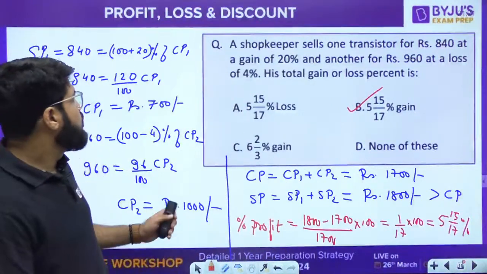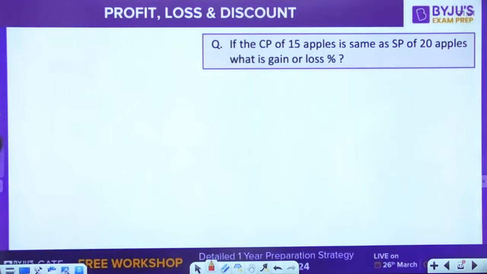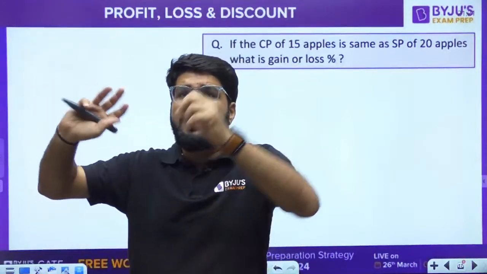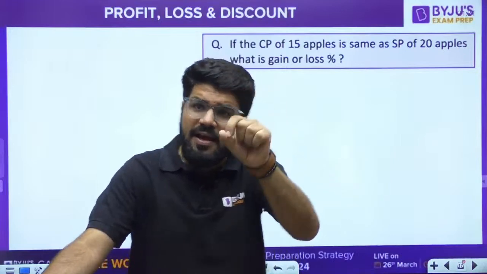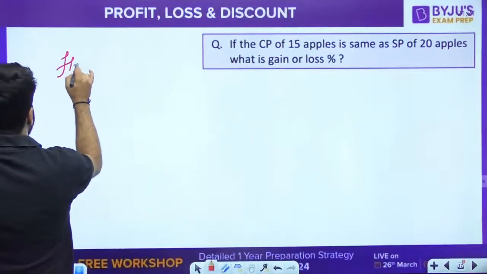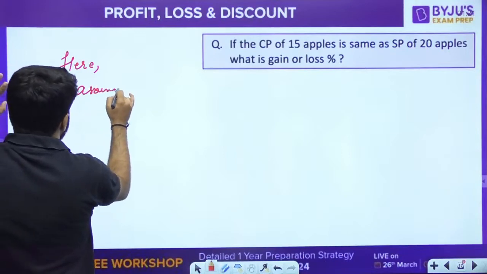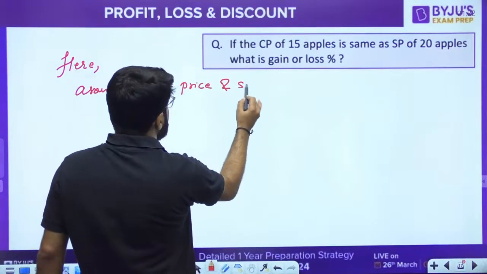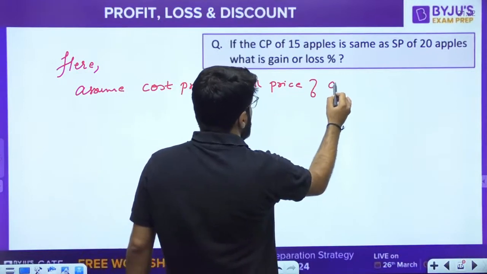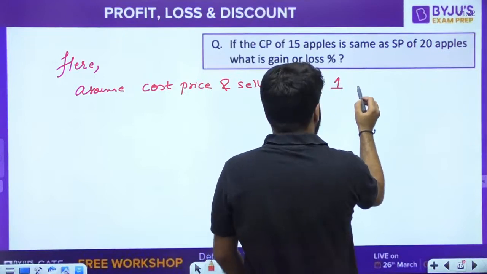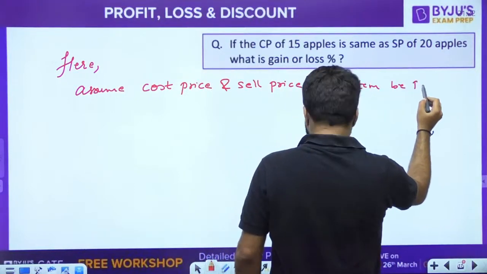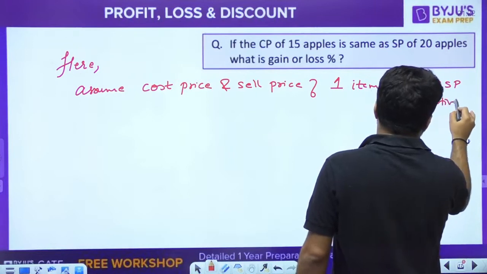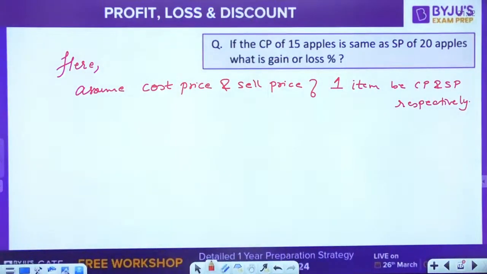Moving ahead to the next question. If the CP of 15 apples is the same as the SP of 20 apples, so the cost price of certain articles is equal to the selling price of certain other articles. What is the gain or loss in this deal? In these situations, what is the approach? Let the cost price and the selling price of one article, one item, whether that is an apple or anything else, be CP and SP respectively. For one item, it is CP and SP.